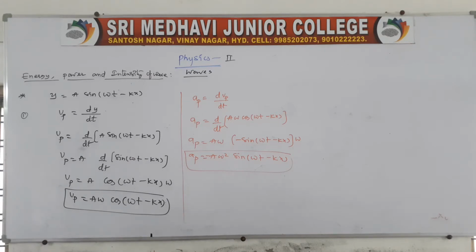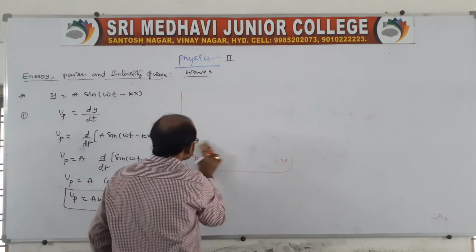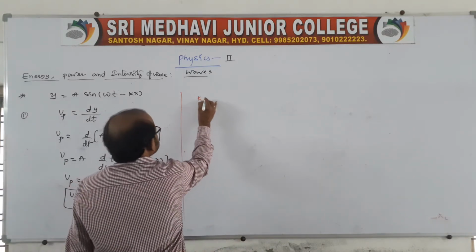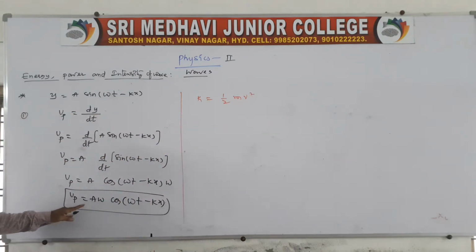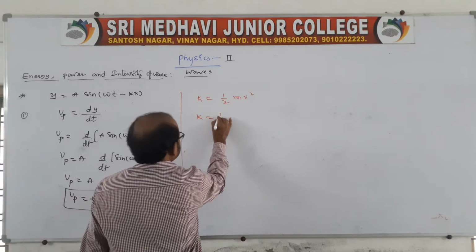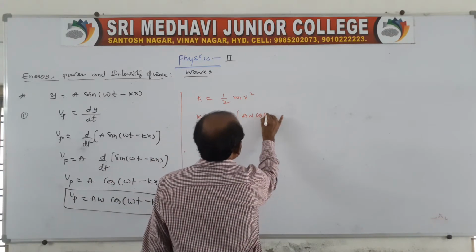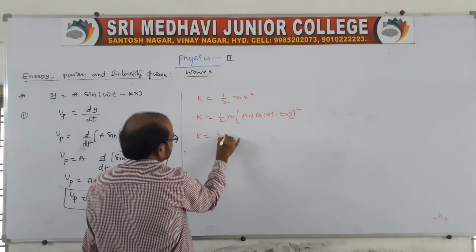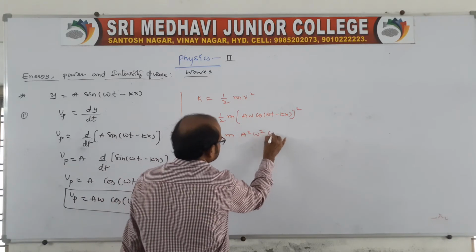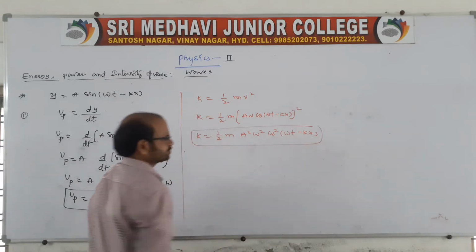For the energy relation, using kinetic energy, which is nothing but half mv², we know the particle velocity v is aω cos(ωt − kx). So kinetic energy is 1/2 m (aω cos(ωt − kx))², which is 1/2 m a² ω² cos²(ωt − kx). It is the kinetic energy, not the total energy.